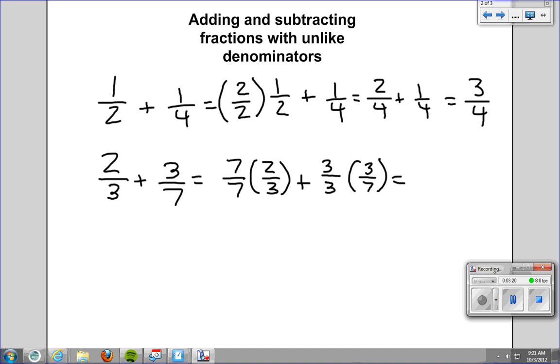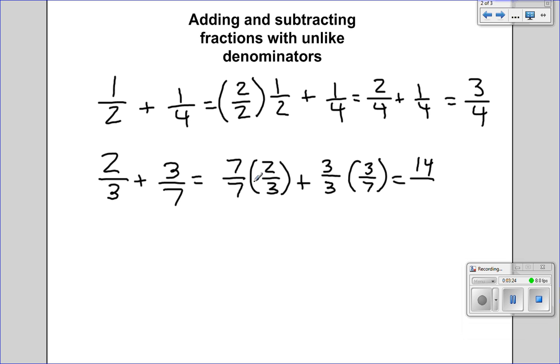And this will equal 7 times 2 is 14. 7 times 3 is 21. Plus 3 times 3 is 9. 3 times 7 is 21. Now check. Are your denominators the same? Yes, they are. So you just add 14 plus 9, 23 over 21.